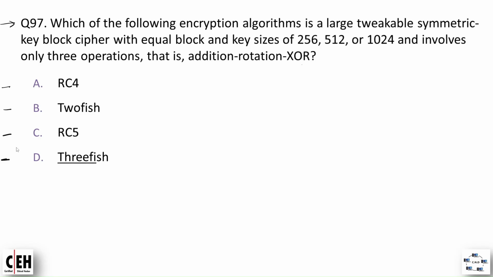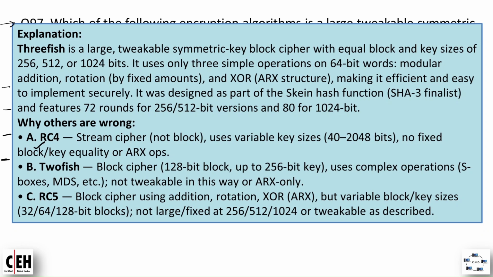And the correct option is option D, Threefish. The explanation is: Threefish is a large tweakable symmetric key block cipher with equal block and key sizes of 256, 512 or 1024 bits. It uses only three simple operations on 64-bit words: modular addition, rotation by fixed amounts, and XOR, that is the ARX structure, making it efficient and easy to implement securely. It was designed as part of the Skein hash function, a SHA-3 finalist, and features 72 rounds for the 256 and 512 bit versions and 80 for 1024 bit.